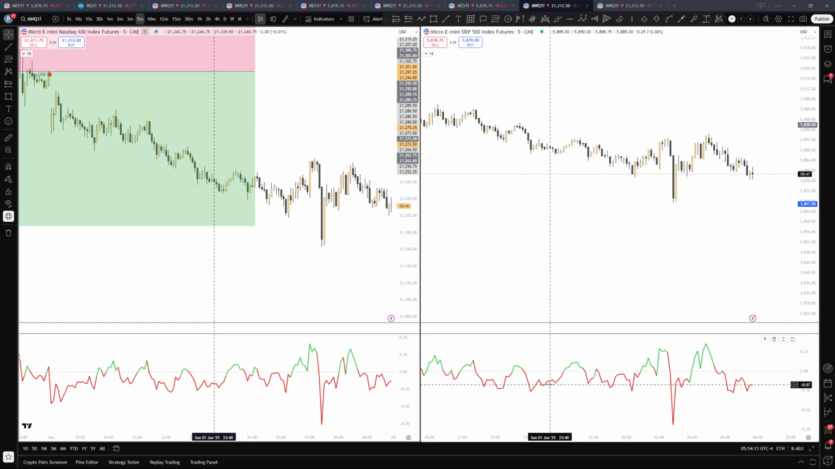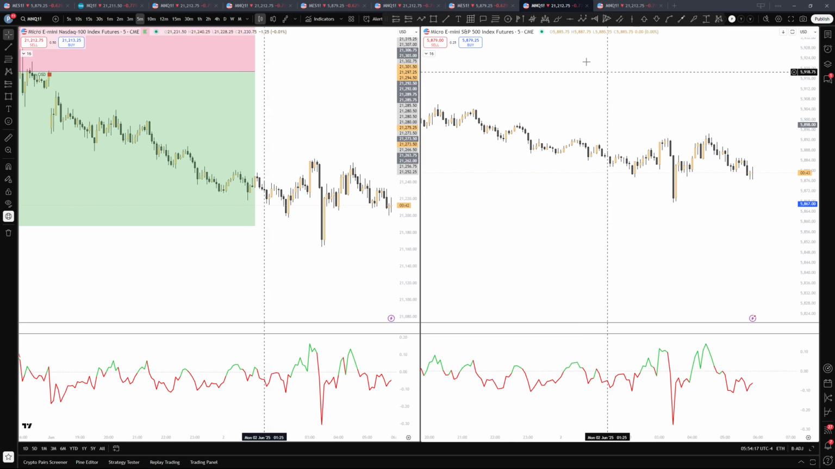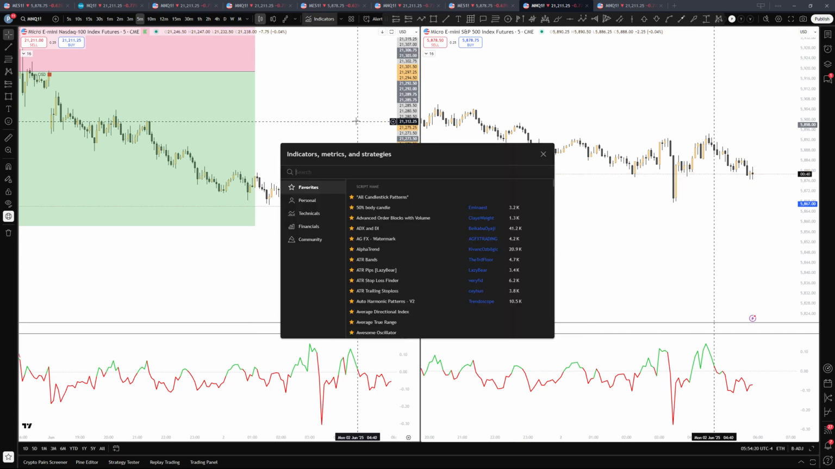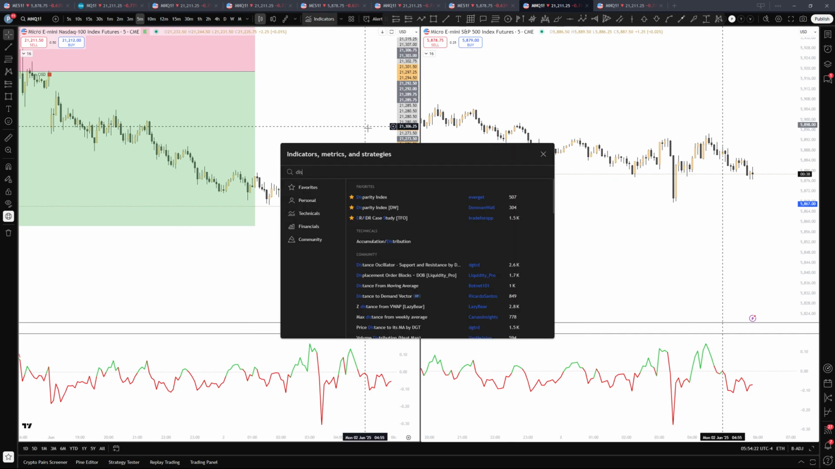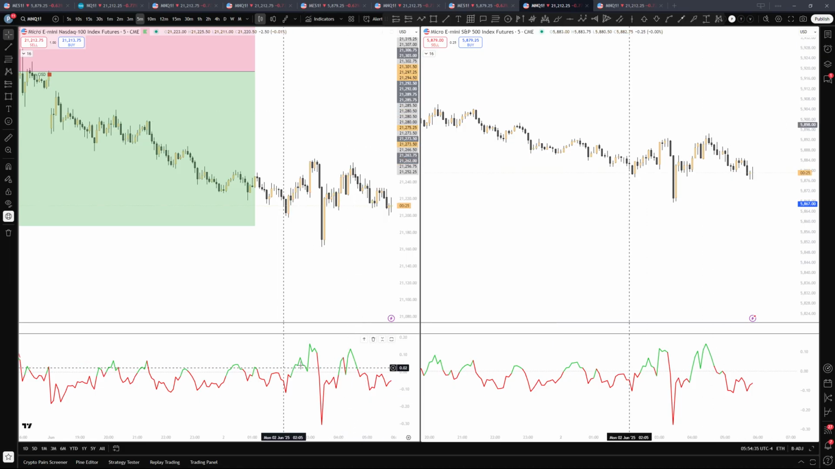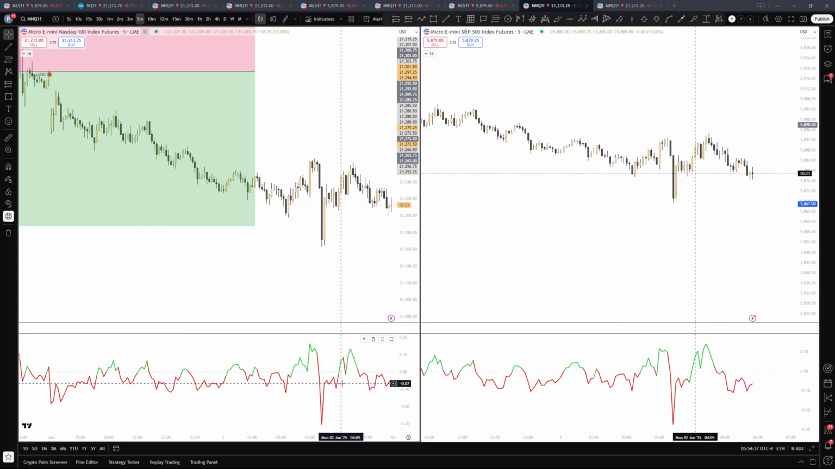So let's take a quick look at how to set up the Disparity Index. In TradingView, you just go up to Indicators, you start typing Disparity Index, and you can see that it's this one here by Everget. This one here by Donovan Wall is also good, but this one I think is more simple and easy to get going with. So we add that to our chart and we end up with these indicators here.